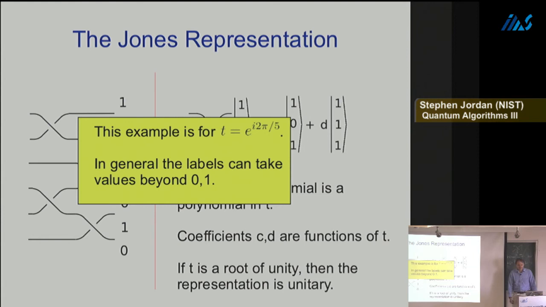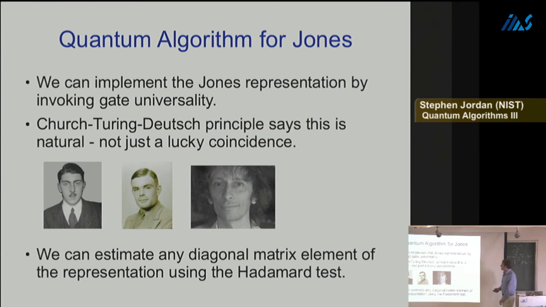Okay, so what is our quantum algorithm for estimating the Jones polynomial? Basically, we are just implementing this Jones representation, which is some unitary transformation acting on these formal strings of symbols, by invoking our gate universality. We know that for any unitary of polynomial dimension, or in other words, acting on at most logarithmically many qubits, we can always at least approximate that as well as we want using our standard quantum gate set. That's from the first lecture.